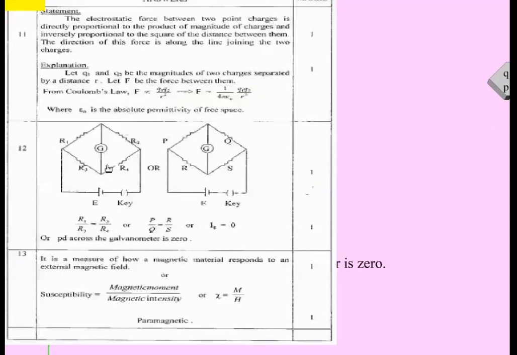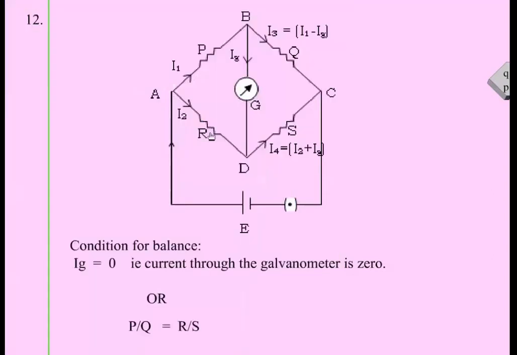Let us see the scheme of valuation. Look here, it is P, Q, R, S. Condition is P by Q is equal to R by S. If instead of P, Q, R, S, it is taken R1, R2, R3, R4, then it is R1 by R2 is equal to R3 by R4, like this. So both of them are not required, but any one of these two circuits and conditions has to be written here. Look at this, circuit carries 1 mark and this condition carries 1 mark.